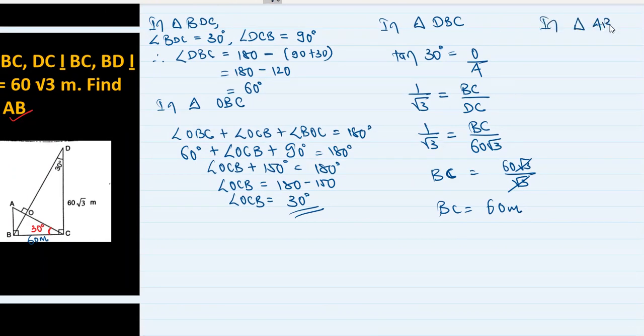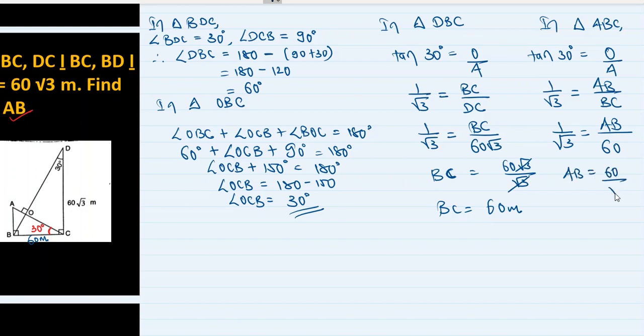In triangle ABC, you know the angle ACB, which is 30 degree. You know the adjacent side, which is 60, and you have to find the opposite, which is AB. So tan of angle 30 is equal to opposite upon adjacent. Again 1 by root 3 is equal to opposite, which is AB, upon adjacent, which is BC. So 1 by root 3 is equal to AB, which we don't know, and BC, which is 60. So AB is equal to 60 by root 3.